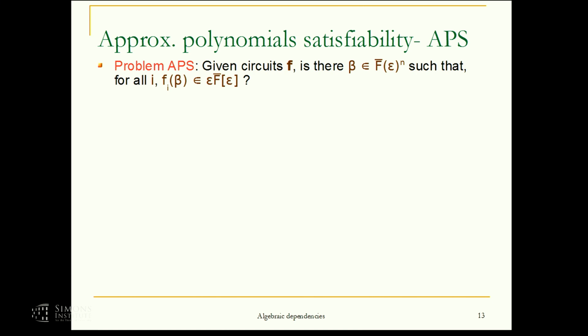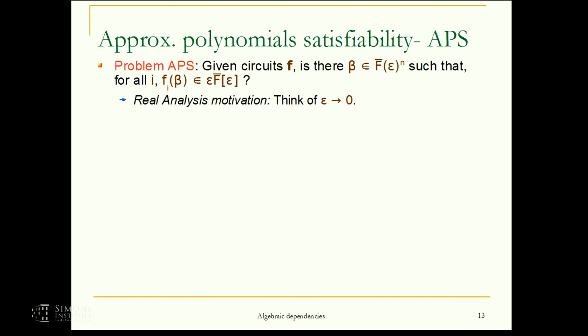Okay? So you should think of this as mod epsilon. You want rational functions beta such that f_i at beta is 0 mod epsilon. So it's a completely algebraic question, but the motivation is of course from real analysis.